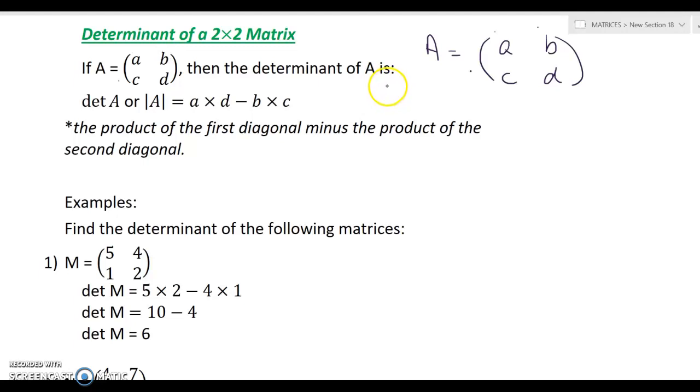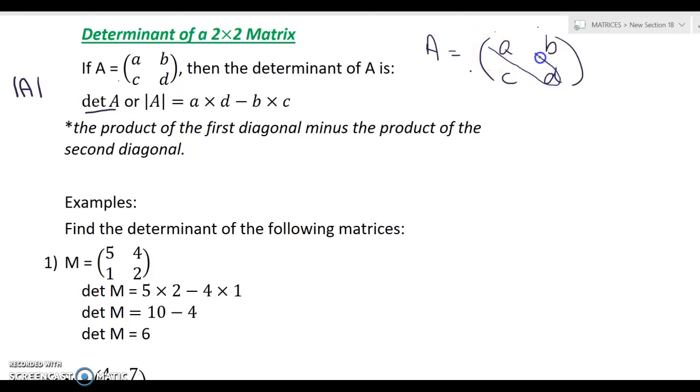So to find the determinant of any matrix, the general form is we write DET A in this case because it's matrix A, DET A for shorthand, or we put 2 lines with the letter in between. To find the determinant of a 2x2 matrix, you find the product of the first diagonal.